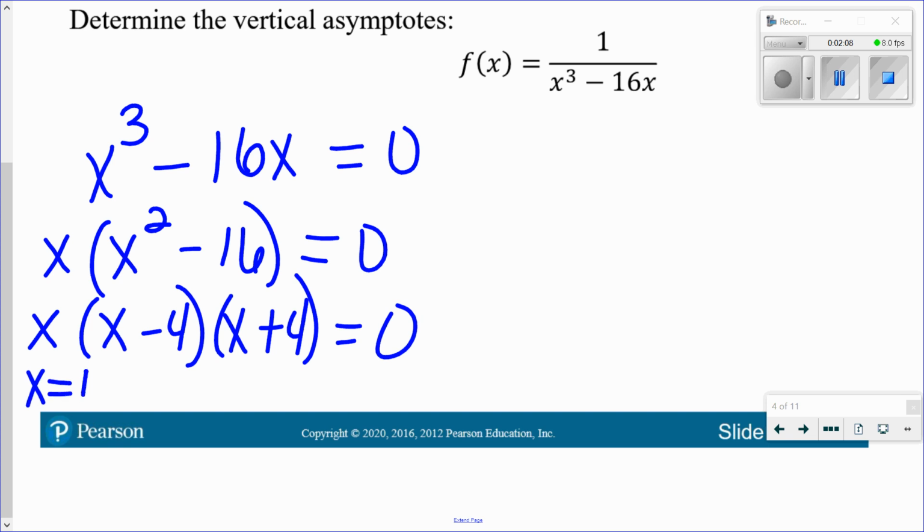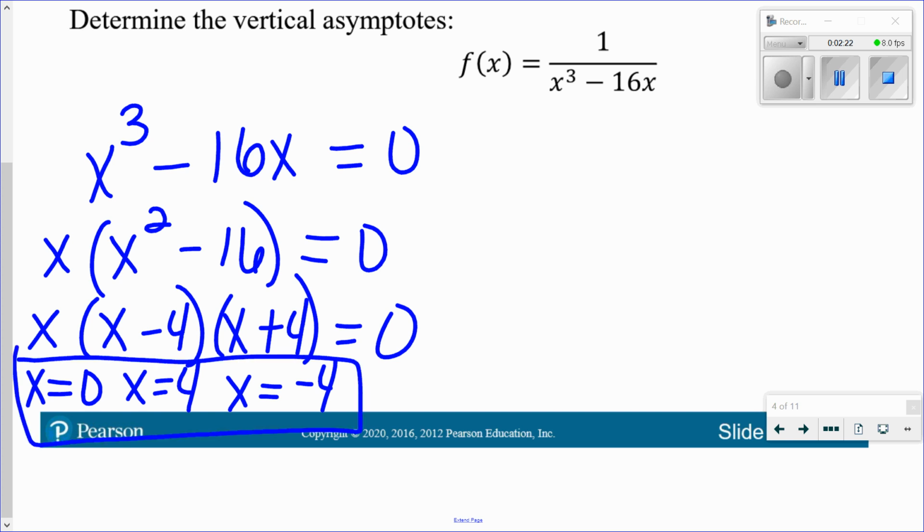Set each one equal to 0. So I have x equals 0, x minus 4 equals 0 means x equals 4, x plus 4 equals 0 means x equals negative 4. So those are our three vertical asymptotes. This problem would have three vertical asymptotes.